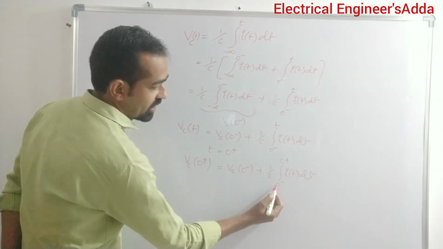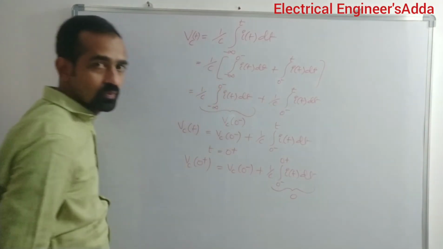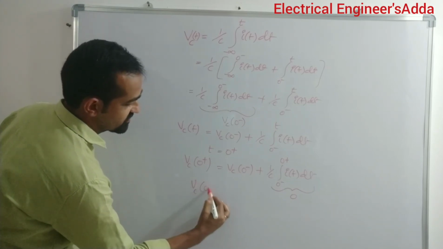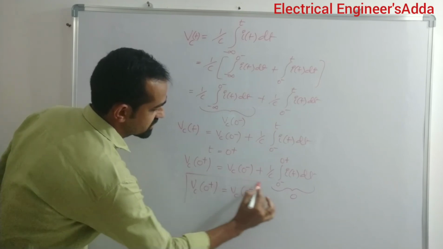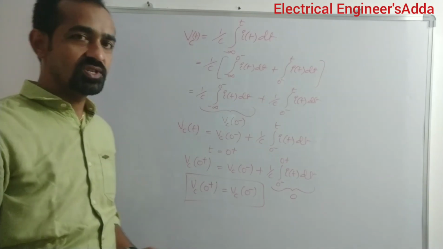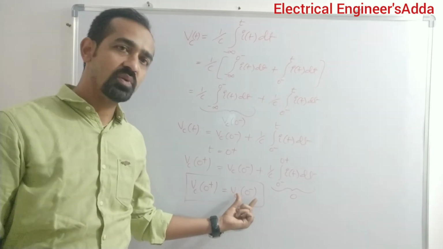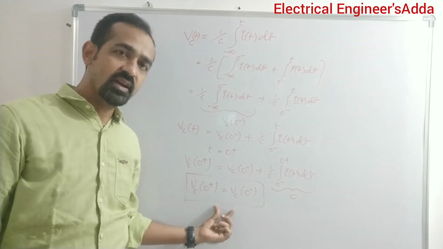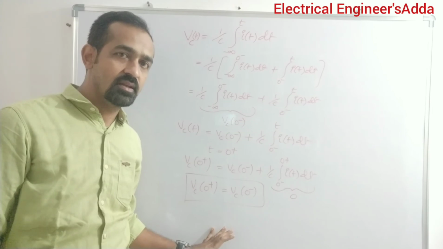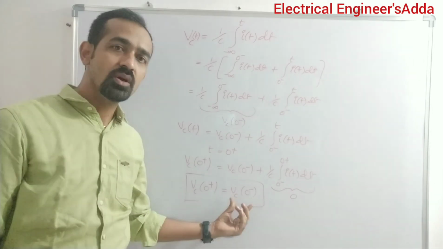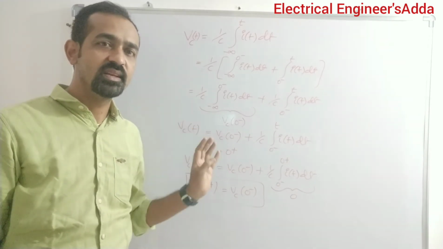Here the lower limit is 0, the upper limit is 0. This total becomes 0. So here Vc of 0 plus is equal to Vc of 0 minus. In a capacitor, the voltage just after closing the switch is equal to the voltage across the capacitor just before closing the switch. This means that the capacitor does not allow sudden changes in the voltage. These are the initial conditions of resistor, inductor and capacitor.